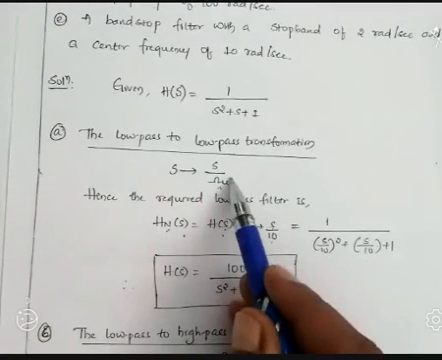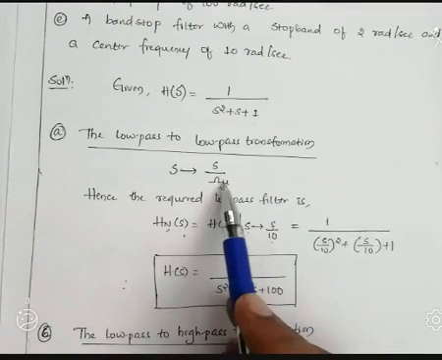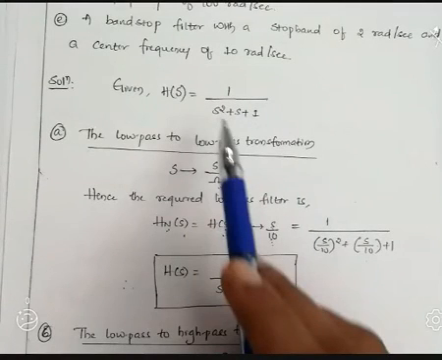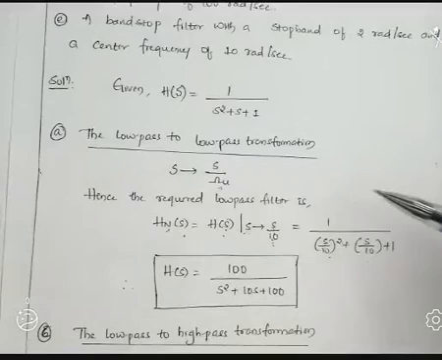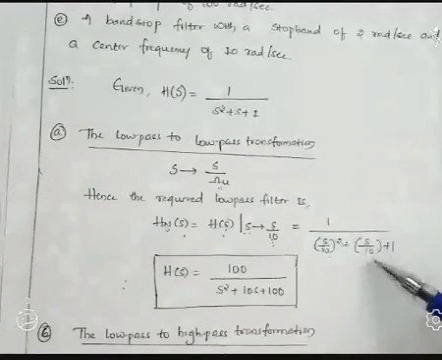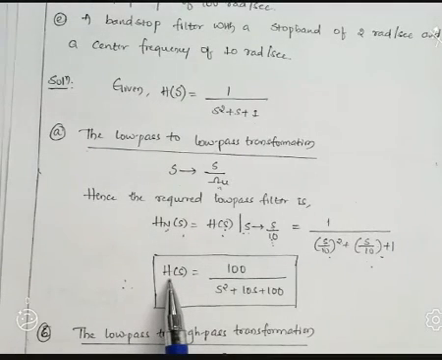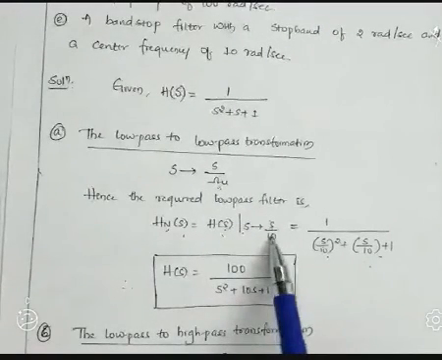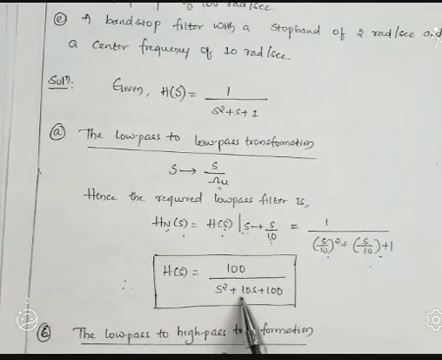ωu is what? In the first bit, it is given as 10 radians per second. So in place of ωu, I substituted 10. Hence, s is replaced by s/10. Wherever s is there in the transfer function, simply replace it by s/10. So observe here, (s/10)² plus s/10 plus 1. Do the simplification and we will get the answer. The transfer function of the low pass filter of frequency 10 radians per second is H(s) = 100 / (s² + 10s + 100).